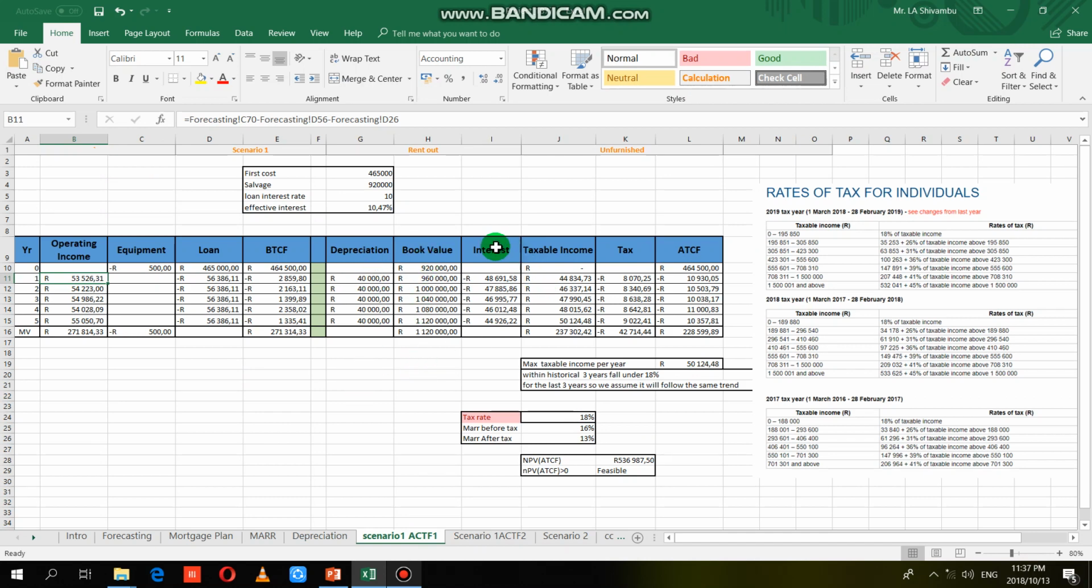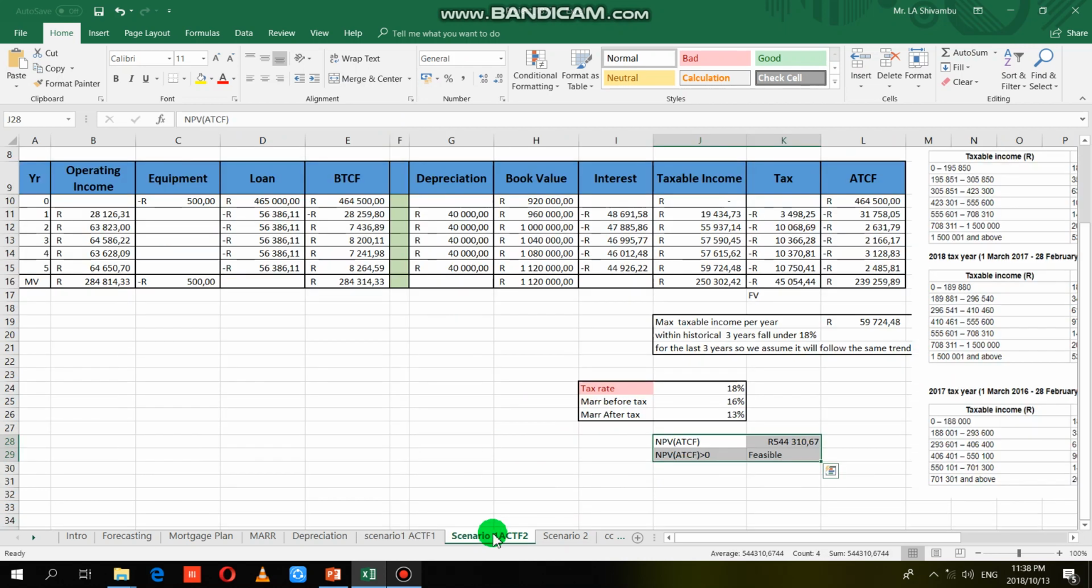So for scenario 1 we used the same narrative, and we calculated our depreciation, and then we calculated our book value, interest of the loan, taxable income, and our tax, therefore after tax was calculated. For this reason, we calculated our tax rate, as you can see from the tax table, so that we can calculate after-tax MARR, and this was used to calculate our NPV.